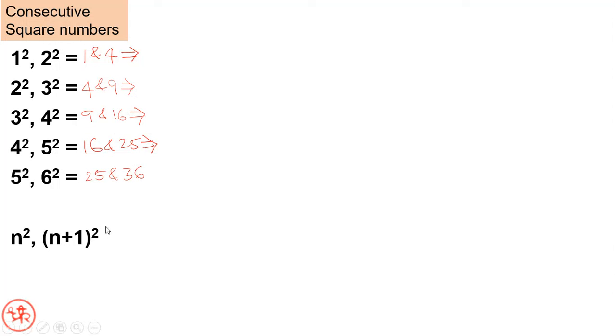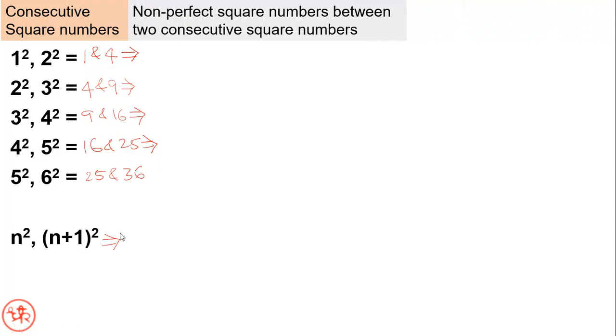Okay, so how can you write this? n square, n plus 1 square. So that is the consecutive pair. Likewise, 25 and 36: 5 square and 5 plus 1 ka square. So likewise, n square, n plus 1 ka square. So we can write this as such. Okay.